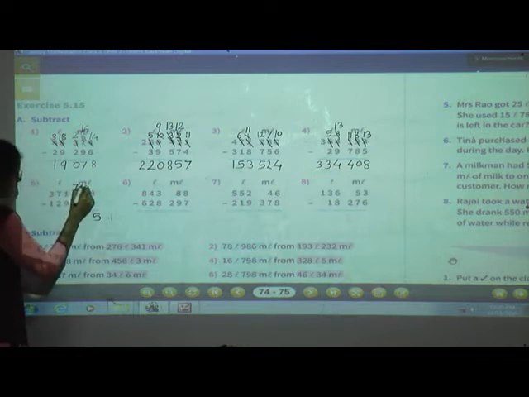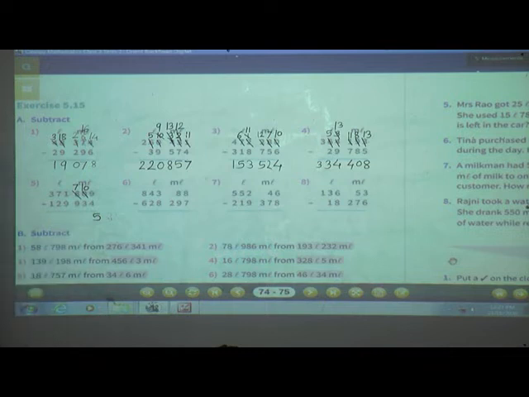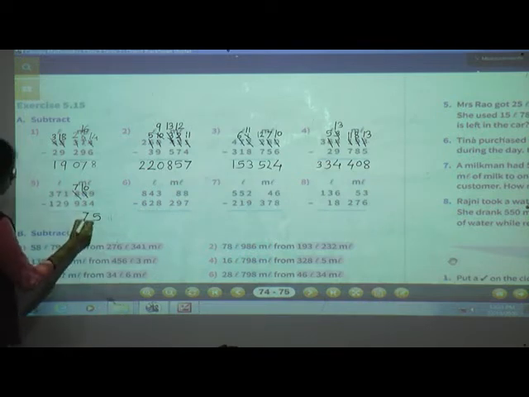Here 7 will remain. And this 0 will become 10. Then 10 minus 3. Yes, 10 minus 3. After 3, count your fingers till 10. 10 minus 3 is equal to 7.